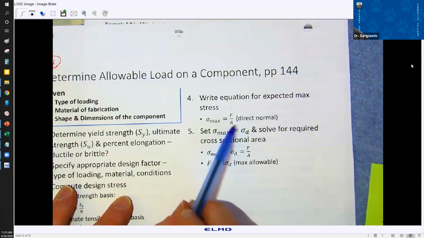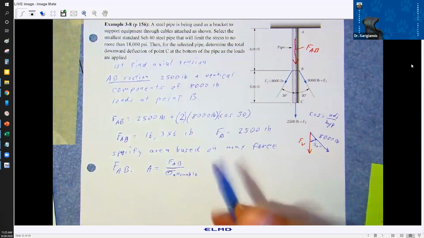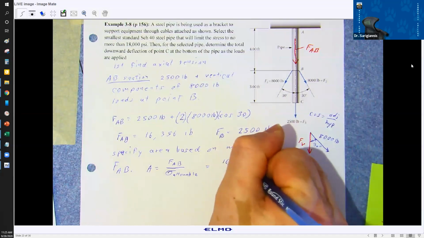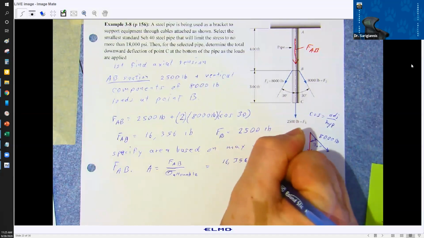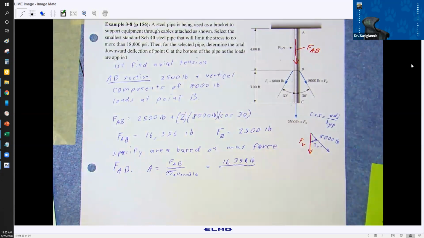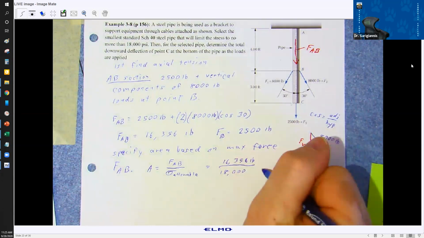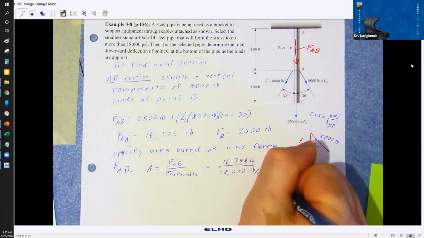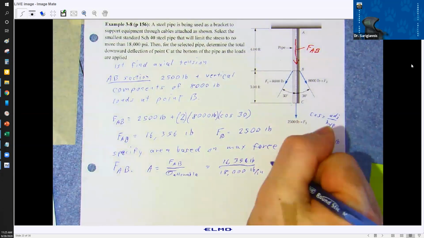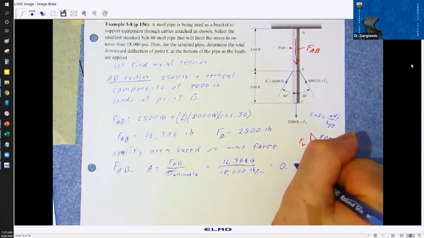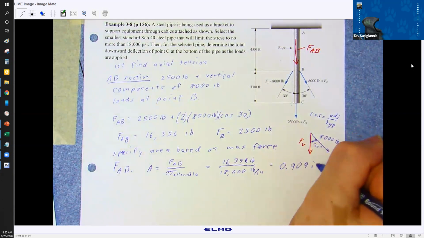So now we're writing the equation for the expected maximum stress, except we're writing it the other direction. We're solving for the area. You can write this out and realize, yeah, I need the area. So the allowable is under here. My area is going to be the 16,356 pounds divided by the 18,000 pounds per square inch, right? And this gives me an area of 0.909 inches squared.